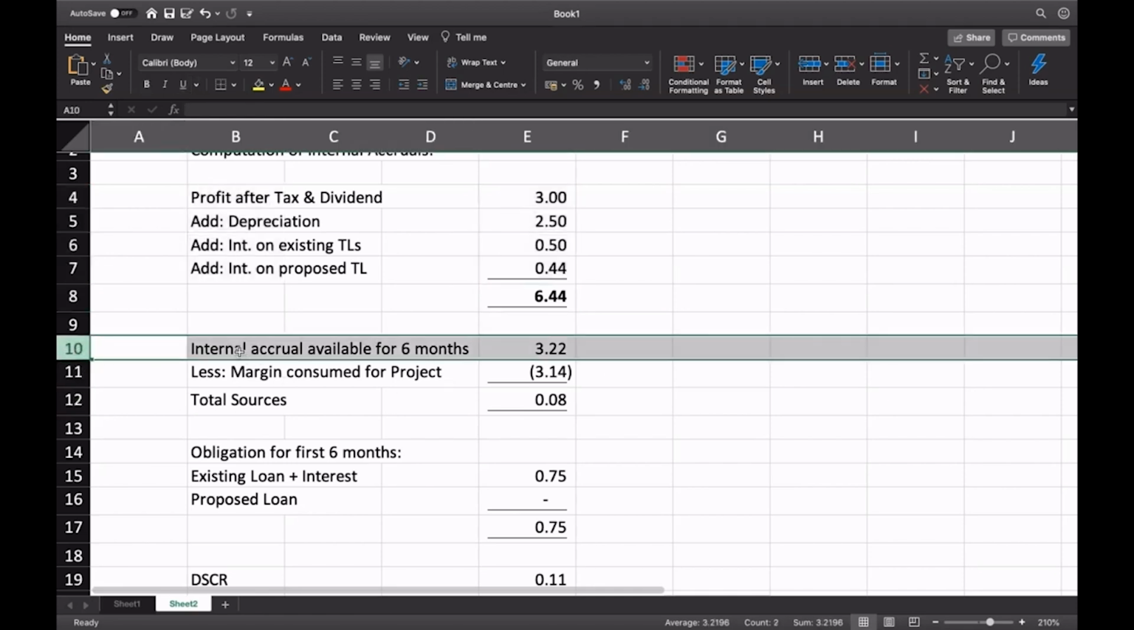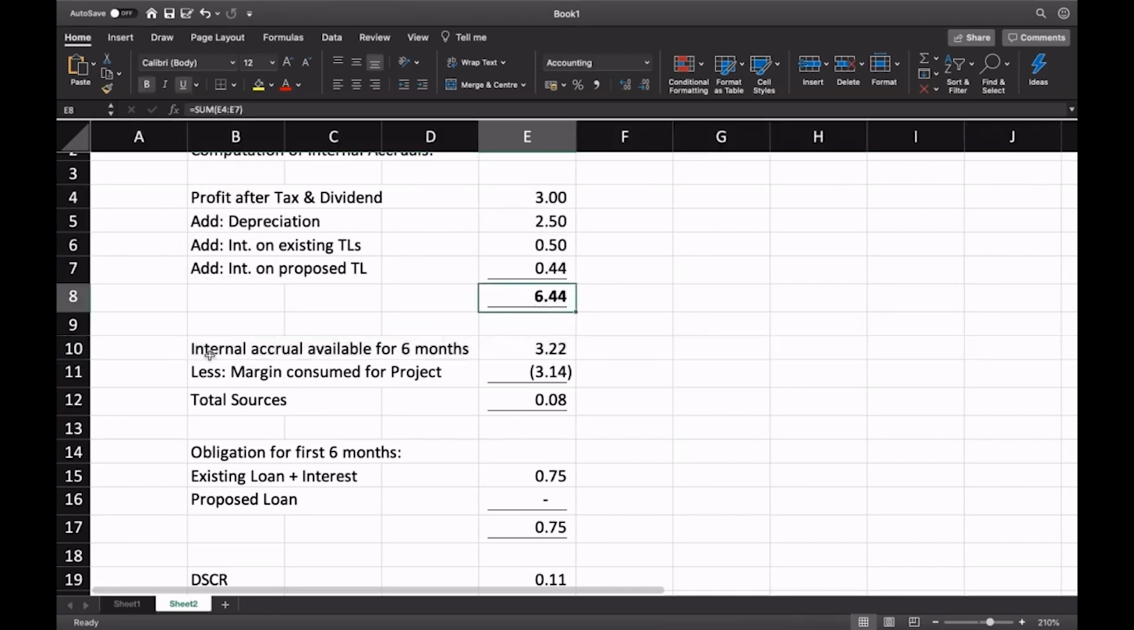Look at this. If this is for 12 months, we can find out what is the internal accrual for 6 months. I've just taken this figure divided by 2. So 3.22. And we are saying the margin of 3.14 will be fully met out of internal accruals. So if I deduct the margin 3.14 from this 3.22, what is left over is only 0.08. This is the only source available now.